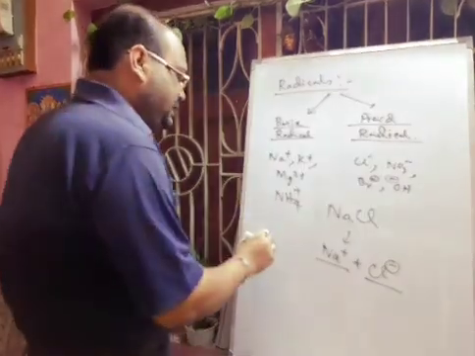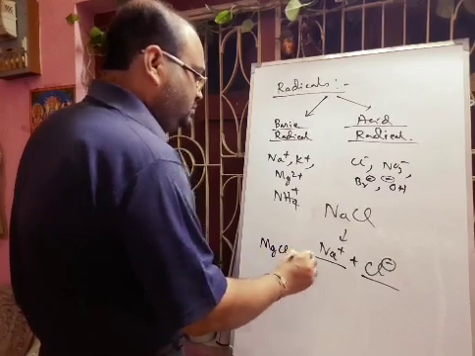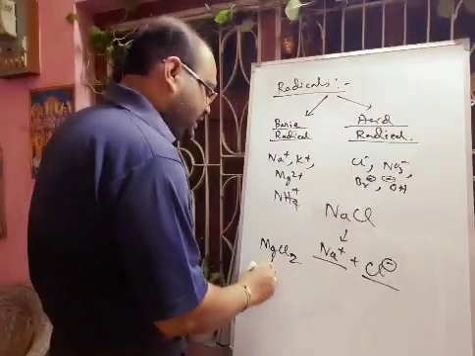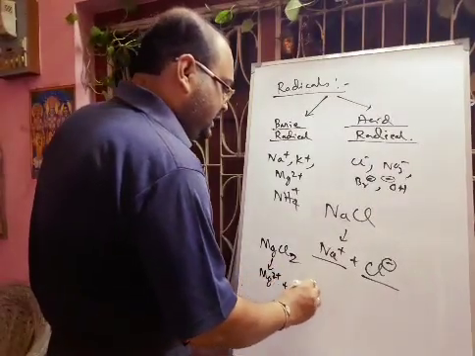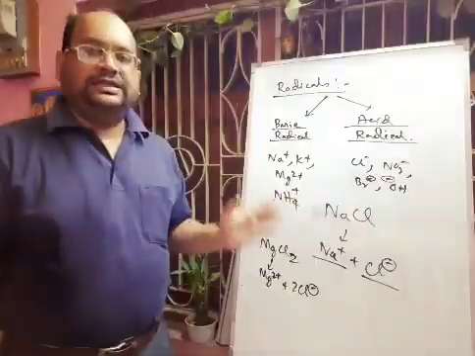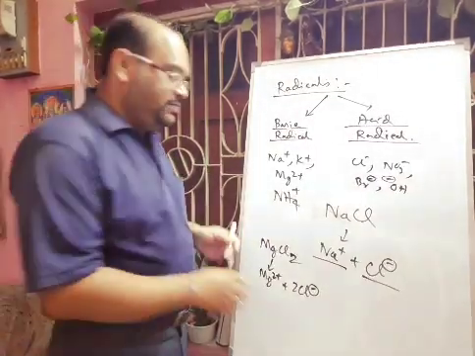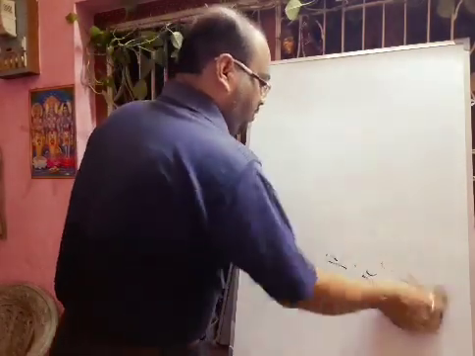We can give another example like magnesium chloride. Here magnesium 2 plus is the basic radical, having 2 Cl minus, these are the acid radicals. So in this way, in your book there is a chart. That chart you have to remember and you have to practice. Then you will be able to write the chemical formula or compound formula.